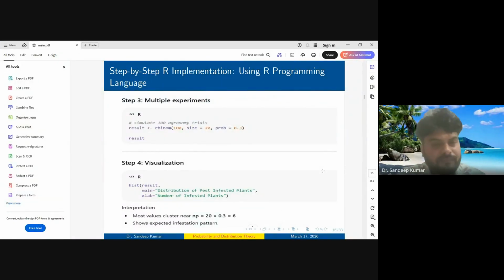So histogram and interpretation: most values cluster near np equal to 6, that is 20 multiplied by 0.3. This is the mean of the binomial distribution, n multiplied by p. Here n is the number of trials and p is the probability of success. So n equal to 20 and p equal to 0.3 gives 6. So expected infestation patterns.